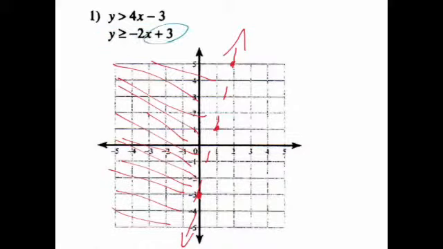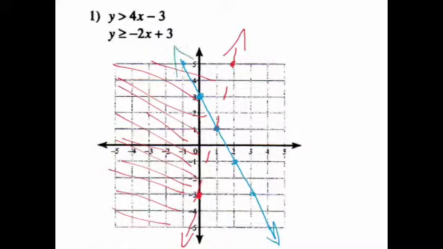It has a y-intercept of +3, so I'm going to start right there on +3. It has a slope of -2, so I'm going down 2, right 1, down 2, right 1, and just keep getting points that way. So I have a point right there, point there, point there, point there, and I can actually go the other way a little bit. But this one says it can be equal to, so I'm going to draw a solid line connecting this up.